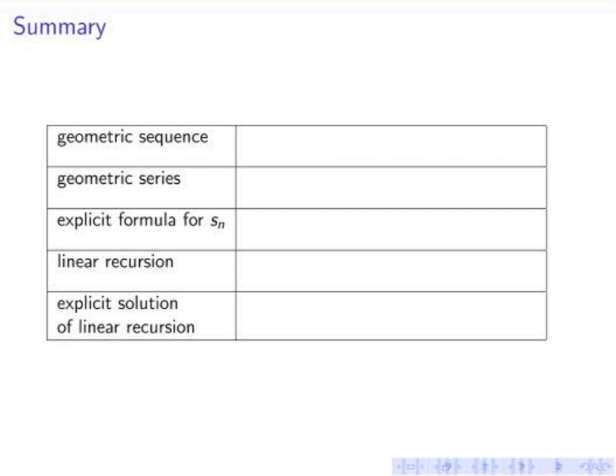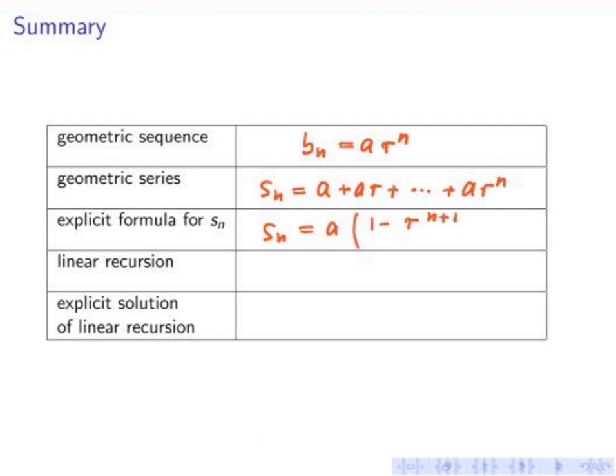So let me summarize. A geometric sequence has the form Bn equals a times r to the n. A geometric series is the sum of the first terms, so a plus ar plus dot dot dots plus ar to the n. An explicit formula for Sn we found to be a times (1 minus r to the n plus 1) divided by (1 minus r).